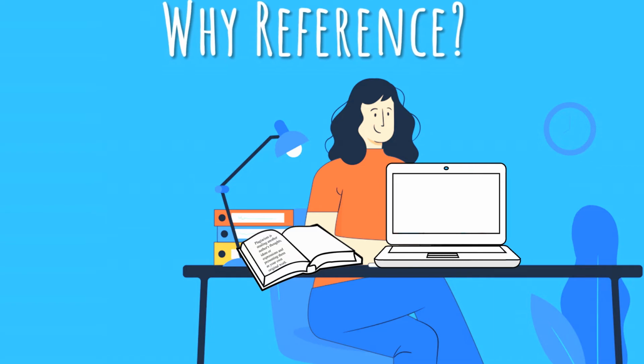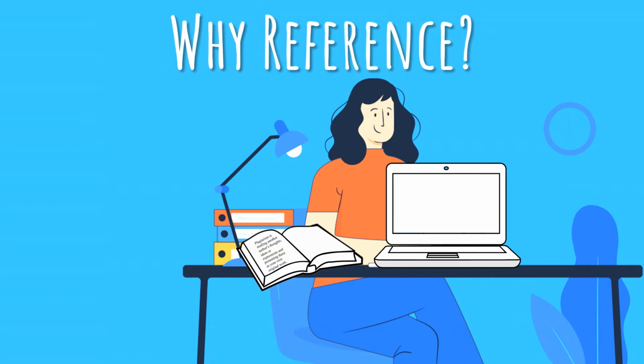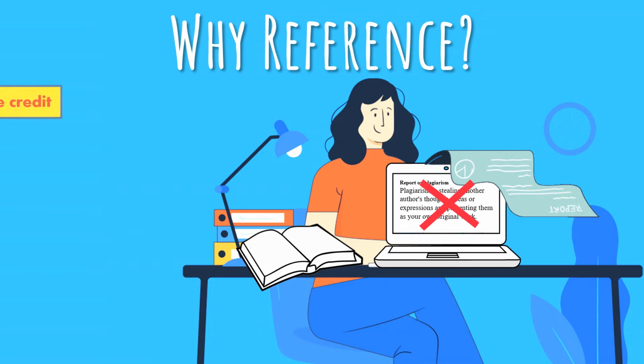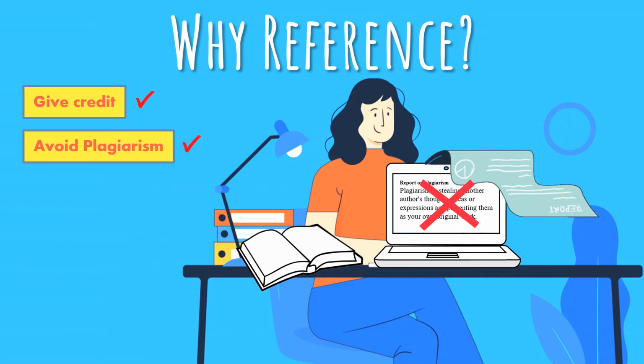So why should we reference? Let's say that you're writing a report for school and you find some useful information on a website or from a book. Simply copying and pasting this information and pretending that it's your own is known as plagiarism. Plagiarism is a serious academic offense and should be avoided at all costs. Simply adding a reference to your work will allow you to give credit to the original authors of the information, allowing you to avoid plagiarism.